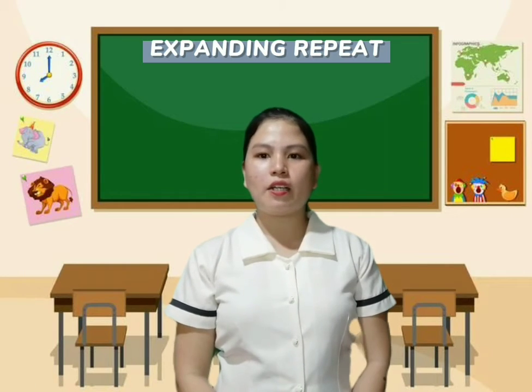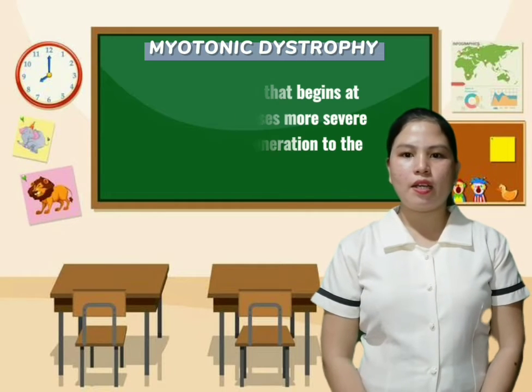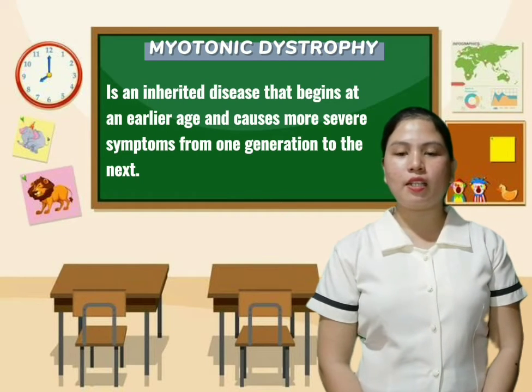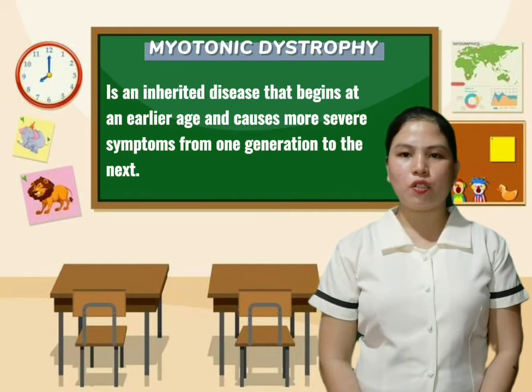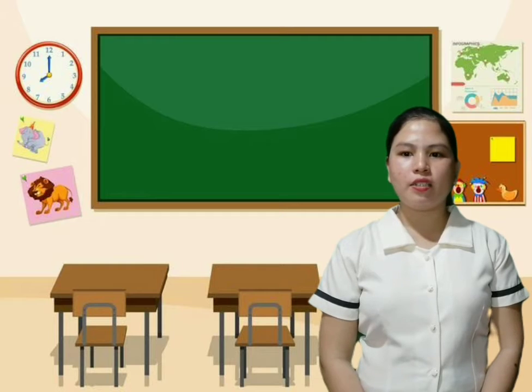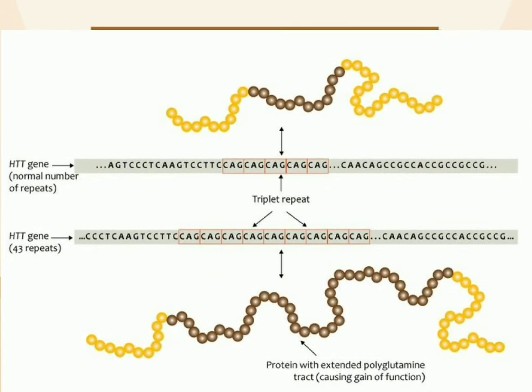Expanding repeats are caused by abnormal extension of naturally occurring polymorphic simple tandem DNA sequences within or in the vicinity of different human genes. Myotonic dystrophy is an inherited disease that begins at an earlier age and causes more severe symptoms from one generation to the next. For many years, anticipation, the worsening of symptoms over generations, was thought to be psychological. Myotonic dystrophy is caused by a type of mutation called an expanding triplet repeat.